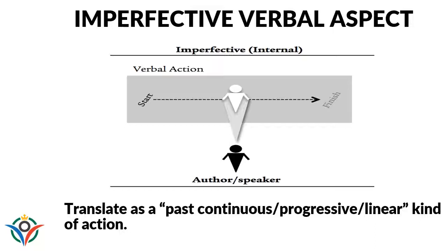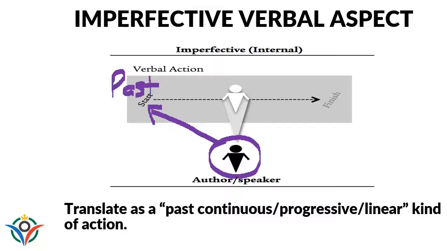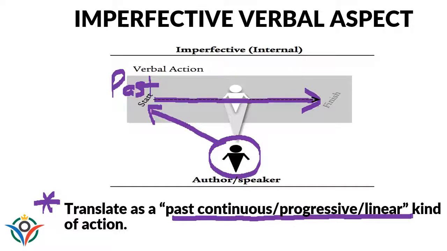And so when the author or speaker is communicating the imperfective verbal aspect using the imperfect tense forms, you come up with quite an interesting result. So the action is one that takes place in the past, but although it takes place in the past, from their perspective, it's an action that is still ongoing, still in progress. And so I want you to simply think of it right now, when it comes to translating the imperfect tense forms, as a past continuous, progressive, linear kind of action.